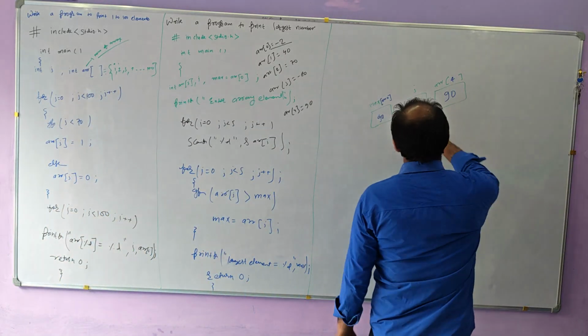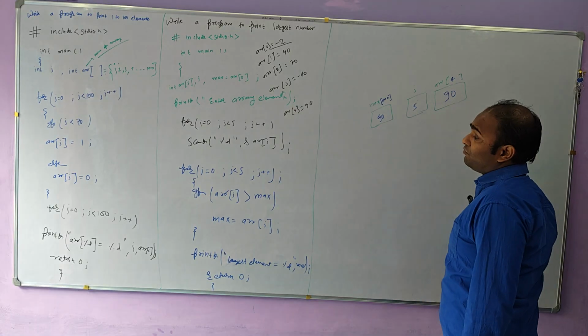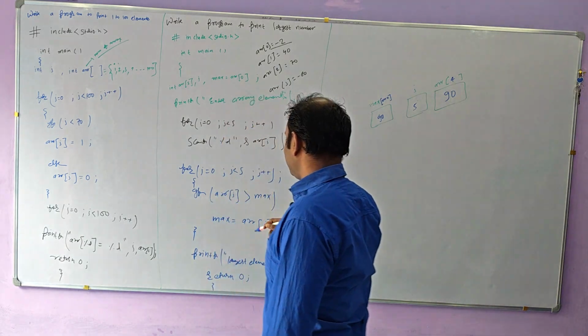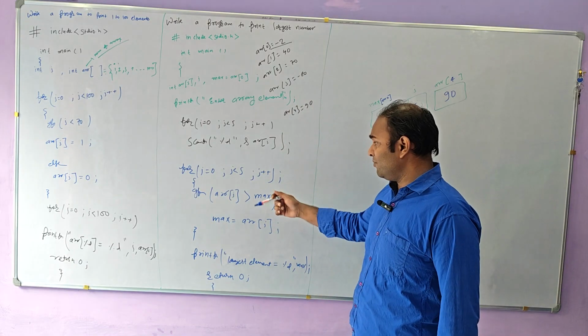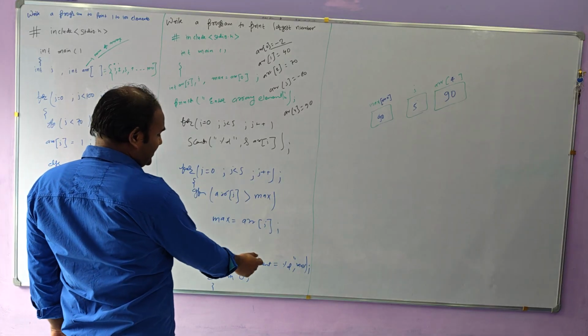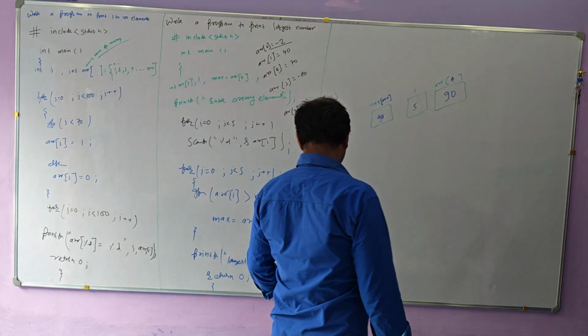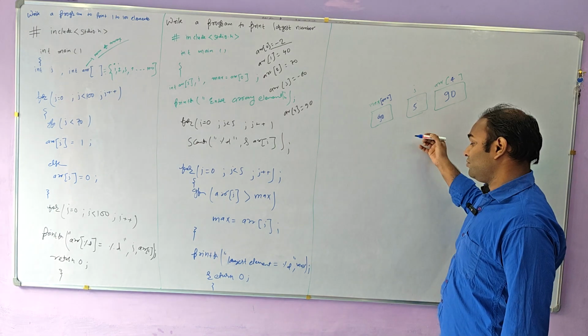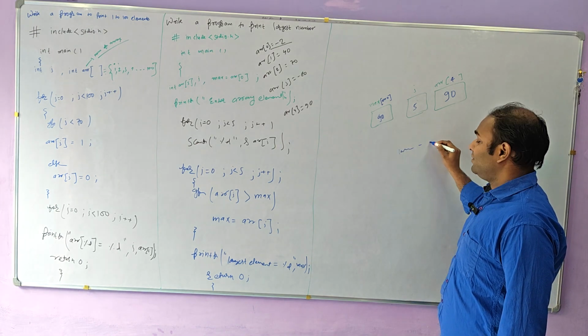Now increase by 1, I is equal to 5. Is 5 less than 5? No, 5 is not less than 5. So we exit the for loop. Now printf: largest element is equal to max value, and max value we have is 90. So the largest value is 90.